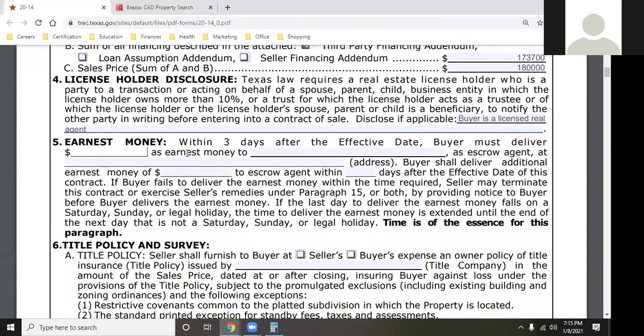Mr. Stahl, yes, I have a quick question. One of the transactions I did, the buyer was a licensed real estate agent in Nevada. I'm assuming you don't have to specify that because it's not Texas. That's correct. If they are a licensed real estate agent in Texas, they have to disclose. If they are not licensed in the state, they do not have to disclose.